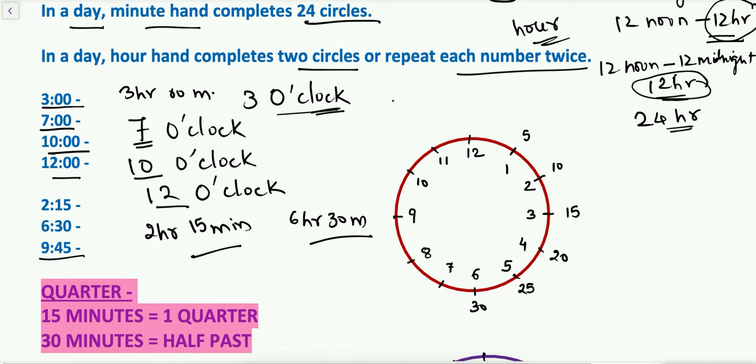Now 9:45. So this is 5, 10, 15, 20, 25, 30, 35, 40, 45, and this is 50, 55, and this is 60. Then one circle, 60 minutes, will be completed. Now it is 9:45. The hour hand will be here at 9, and the minute hand at 45. So this is how the clock moves. And we have 9 hours and 45 minutes.